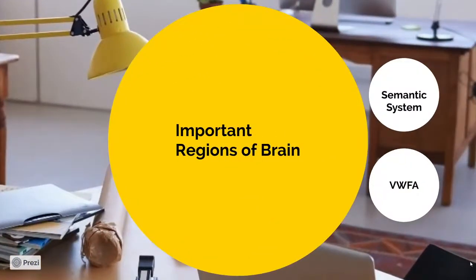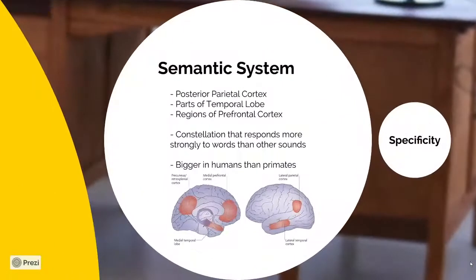This chapter also talks about various important regions of the brain for thinking, planning, and language, starting with the semantic system. The semantic system is one of the most important regions. It includes the posterior parietal cortex, parts of the temporal lobe, and regions of the prefrontal cortex, the brain's CEO.